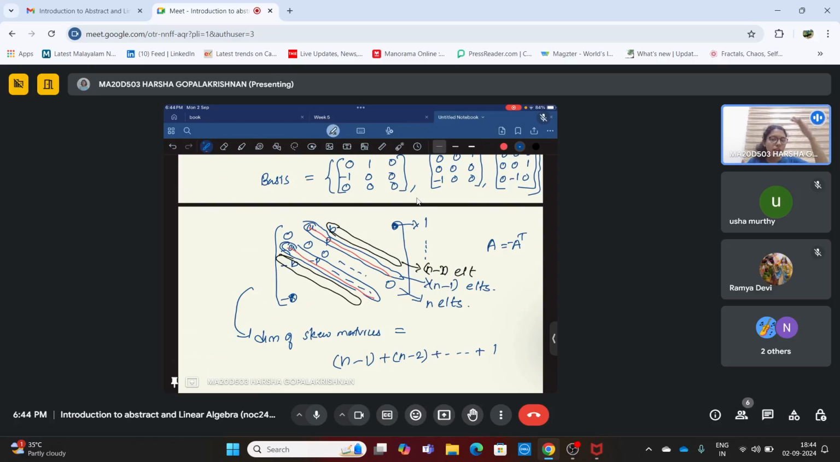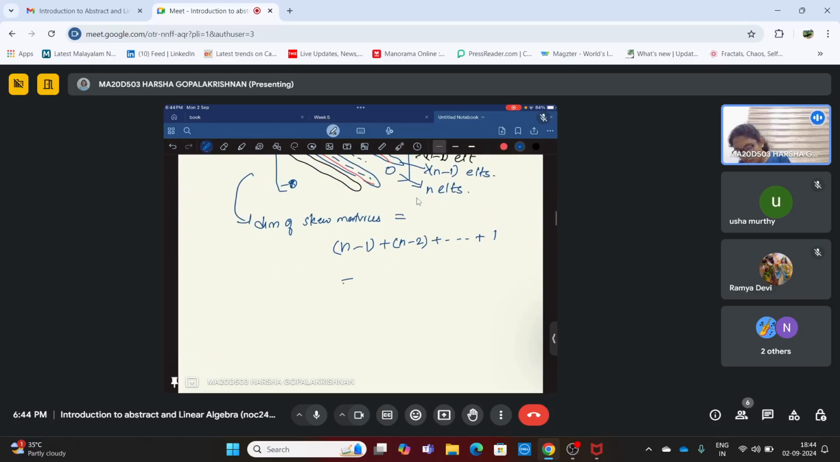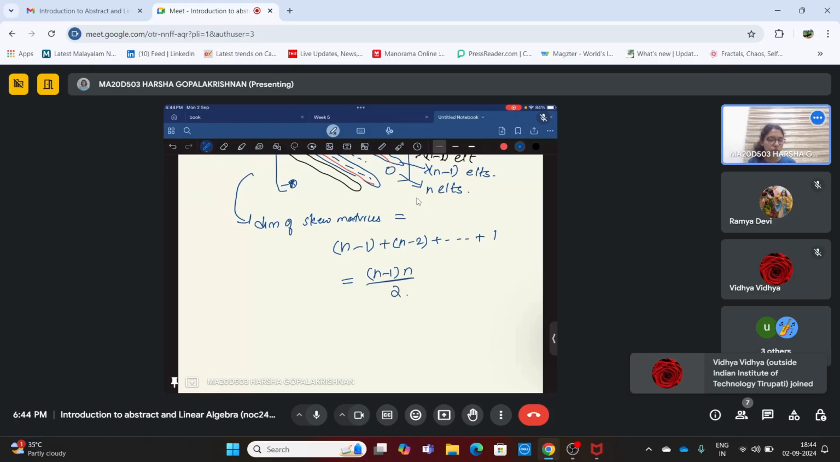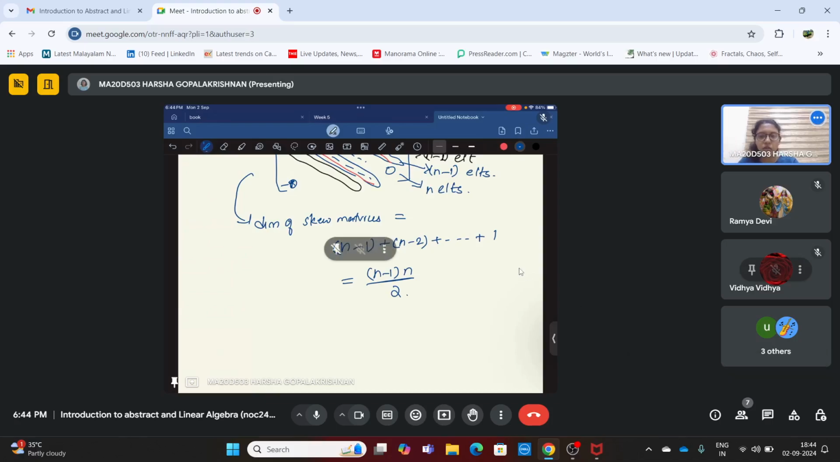So in that portion we have a total of n minus 1 plus n minus 2 plus etc. plus 1 elements. So that many variables are there. What is this value? n minus 1 into n by 2. Is that fine for everyone? It may feel a bit complicated, but if you think about what is happening here, you will understand. So the dimension of skew symmetric matrices is n into n minus 1 by 2.